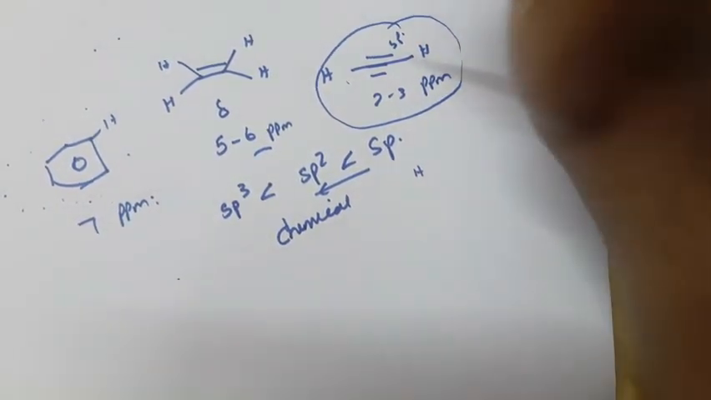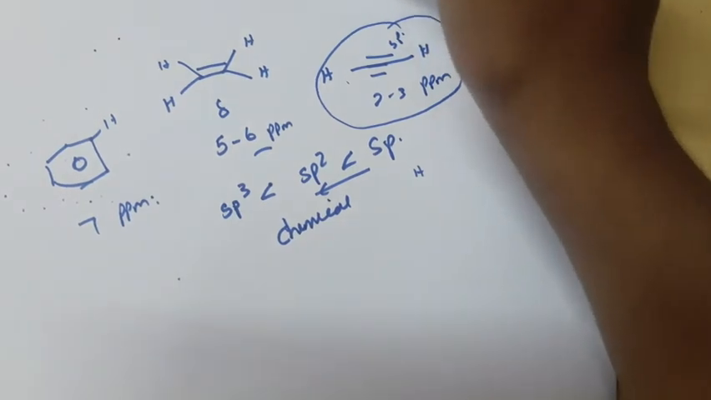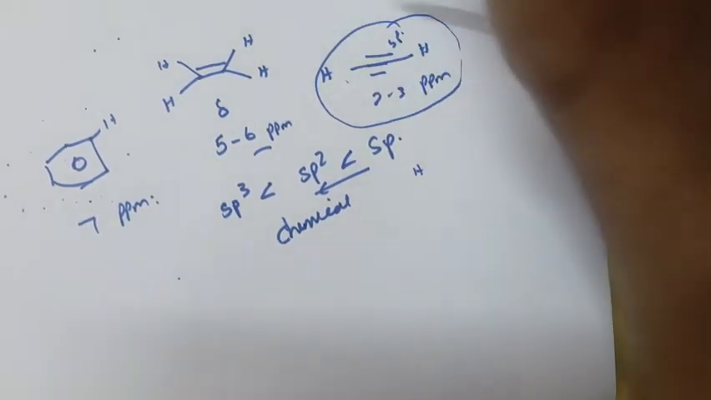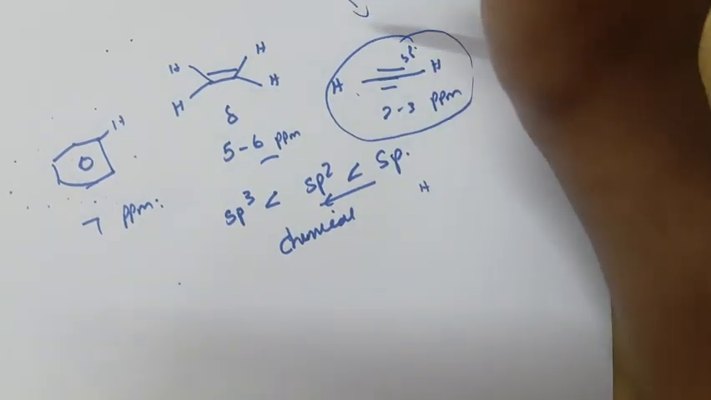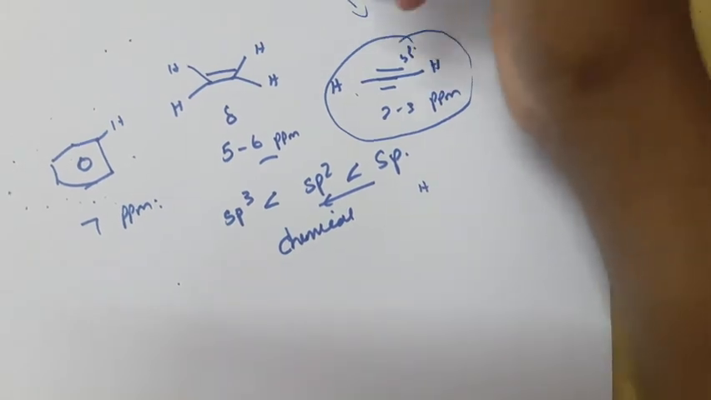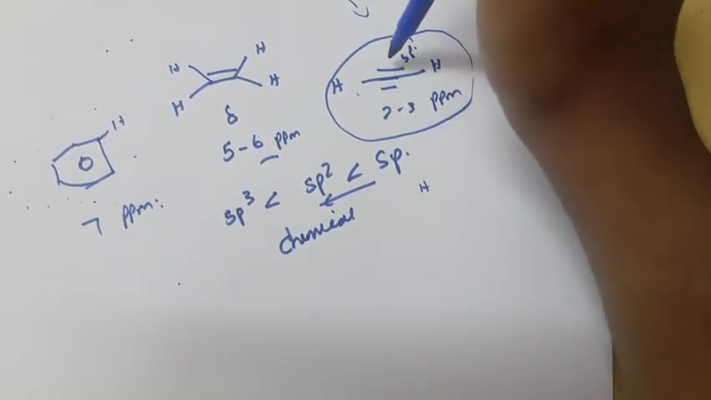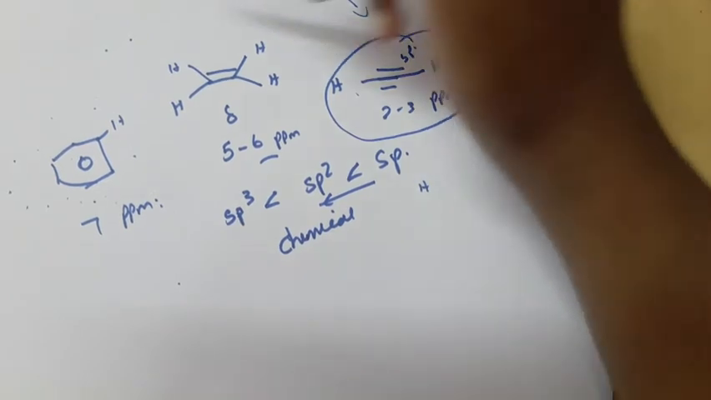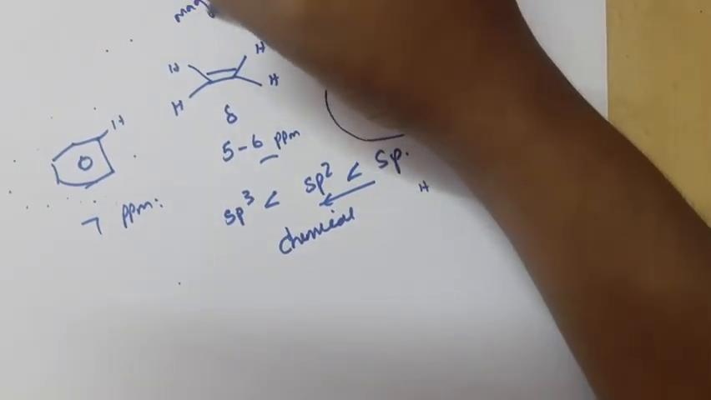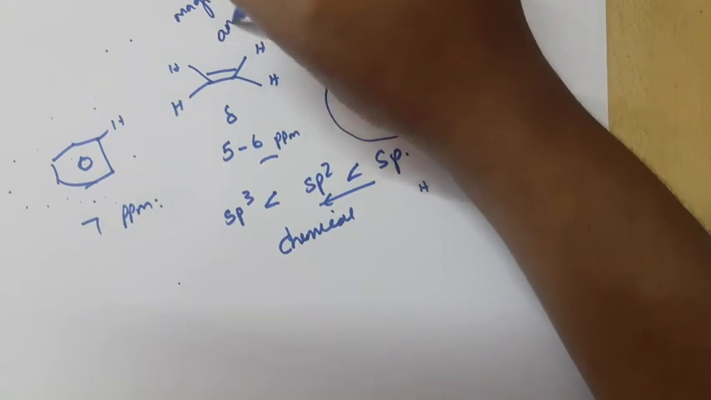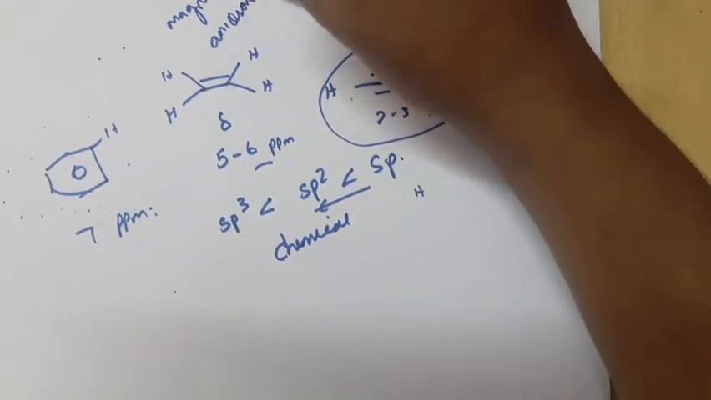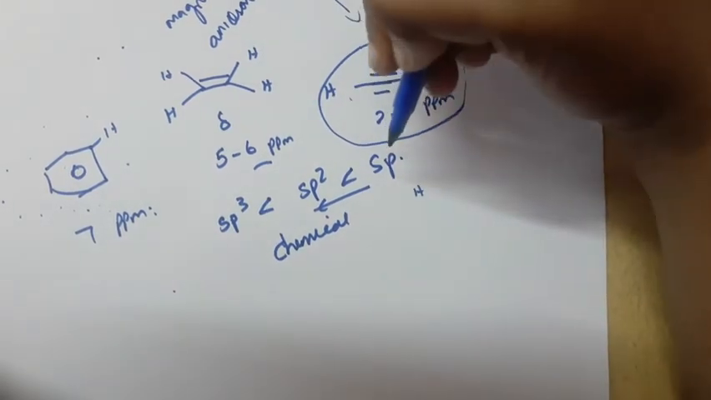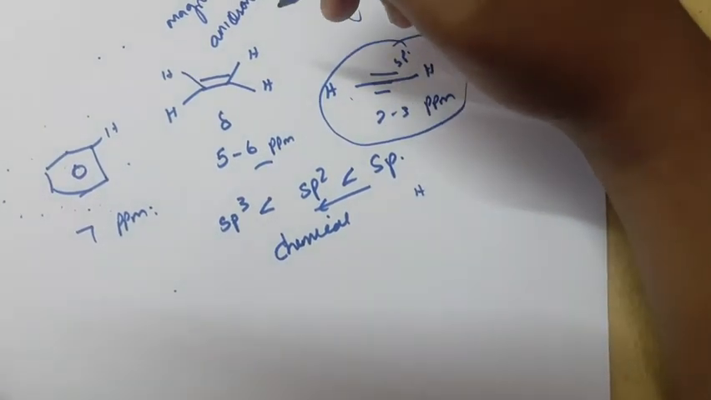In that PhD defense, the persons asked this question to that guy, and he didn't say it, and he should have told it. I know there's a thing called magnetic anisotropy. This phenomenon is because of the magnetic anisotropy.